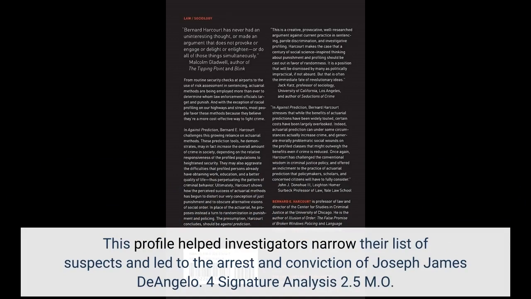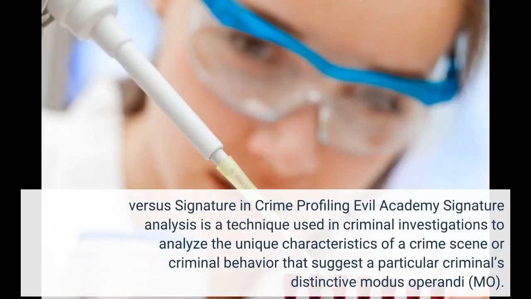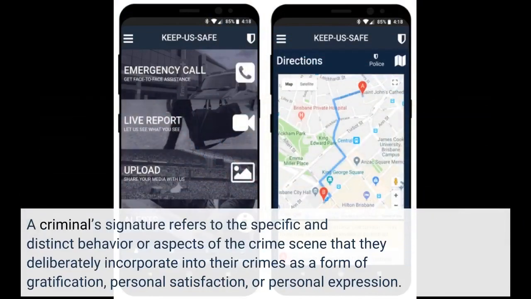4. Signature analysis. MO versus signature in crime profiling. Signature analysis is a technique used in criminal investigations to analyze the unique characteristics of a crime scene or criminal behavior that suggest a particular criminal's distinctive modus operandi, MO. A criminal signature refers to the specific and distinct behavior or aspects of the crime scene that they deliberately incorporate into their crimes as a form of gratification, personal satisfaction, or personal expression.